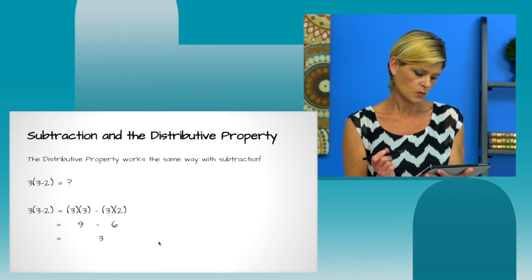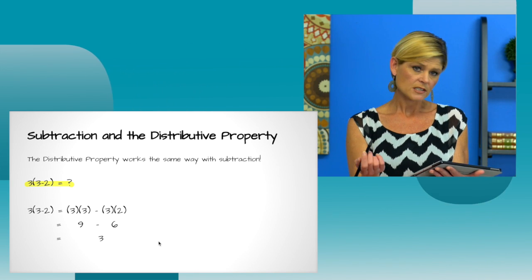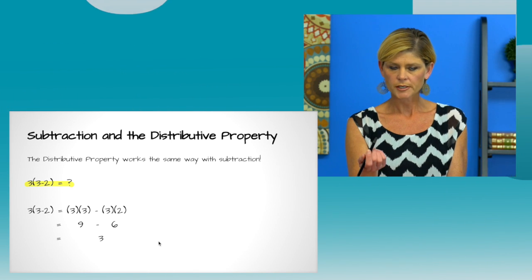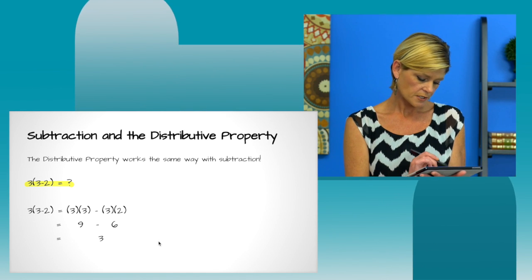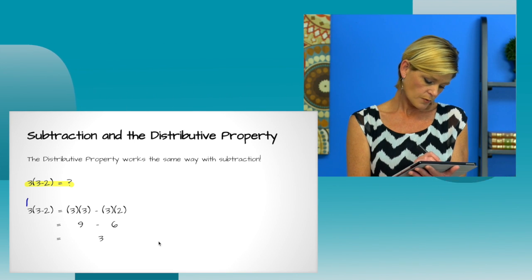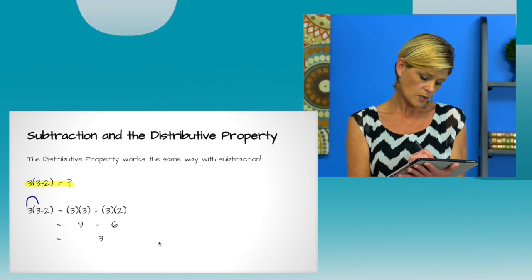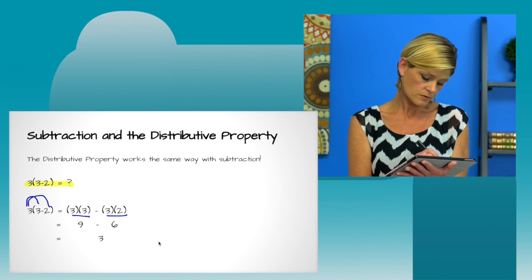Okay, interestingly, the distributive property works for subtraction the exact same way that it works for addition. Let's take a look at this one. When we're subtracting, essentially we do the same thing, we just use the subtraction sign instead of the addition sign. We're going to distribute our 3. If the question is 3 times 3 minus 2, we're going to distribute the 3 to the 3 and the 3 to the 2.